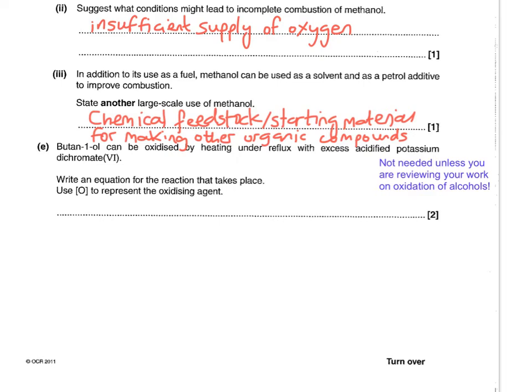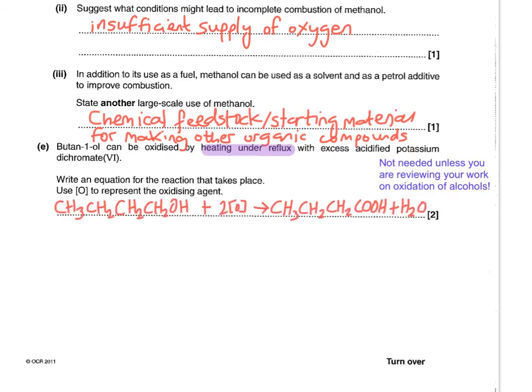Now we're going to do a little bit of a review, and we're assuming that we're heating under reflux. If you've done your work on oxidation of alcohols, you'll know that by oxidizing a primary alcohol like butan-1-ol under reflux, you'll get a carboxylic acid. So one mark is for getting butanoic acid, your CH3CH2CH2COOH, and the other mark is for getting it balanced, including the water and also the two oxygens in square brackets. So let's now move on to the next page.